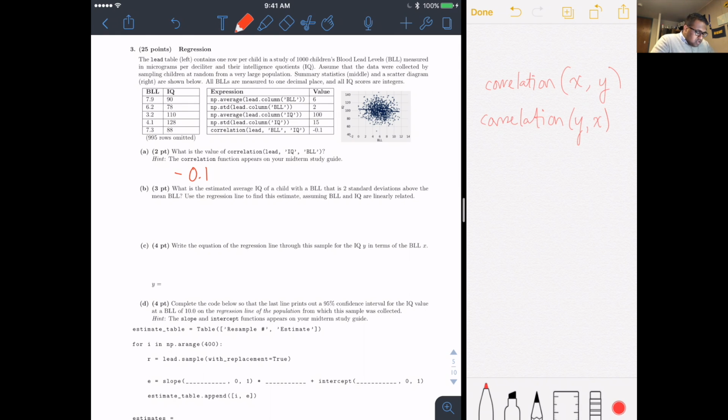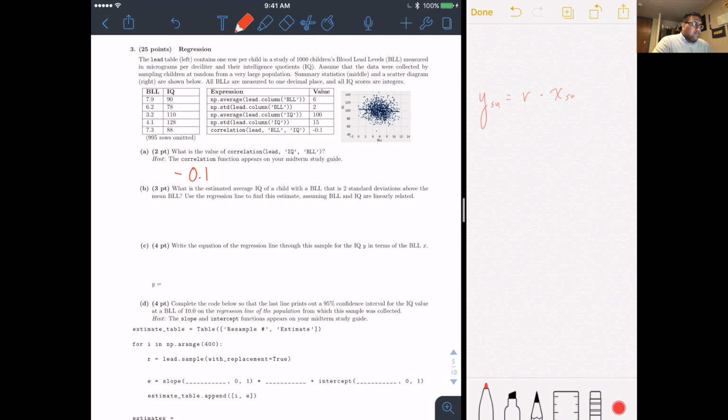Excuse me. So the next question is, what is the estimated average IQ of a child with a BLL that is 2 standard deviations above the mean? For this one, it's convenient to consult our cheat sheet because there are several formulas we can use with regards to regression. The one we want is Y in standard units is equal to the regression coefficient R, the correlation coefficient R, times X in standard units.